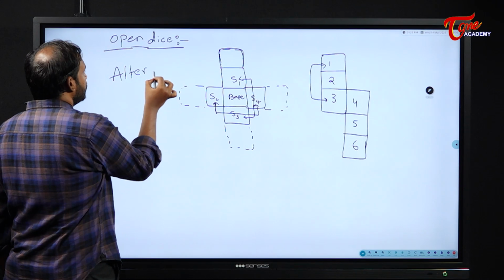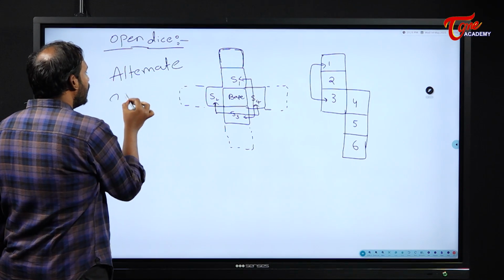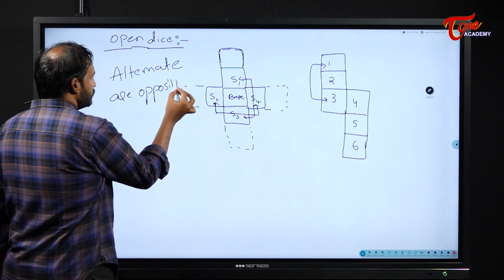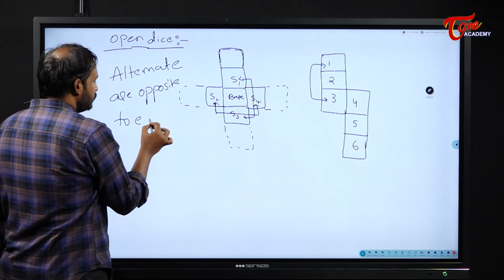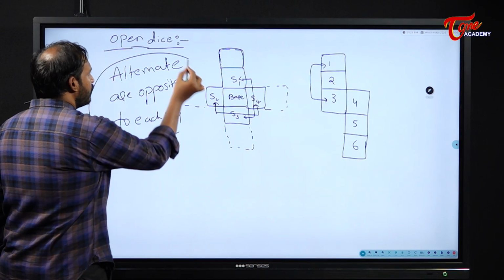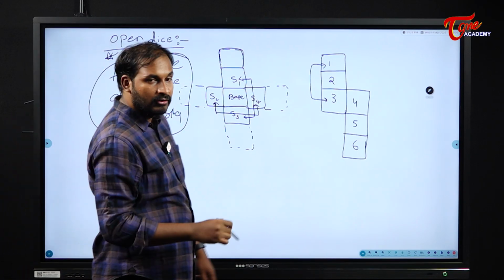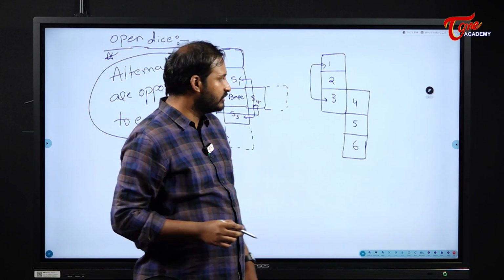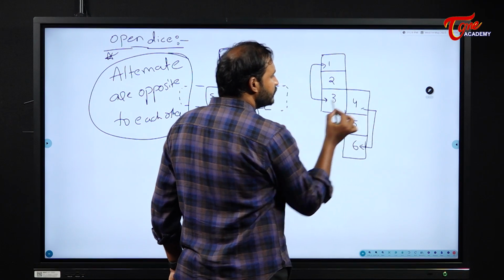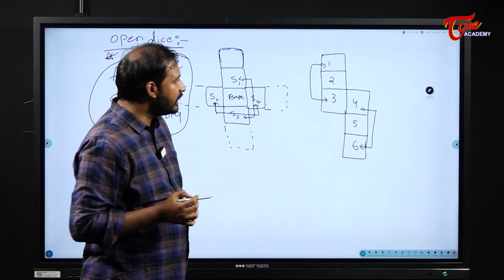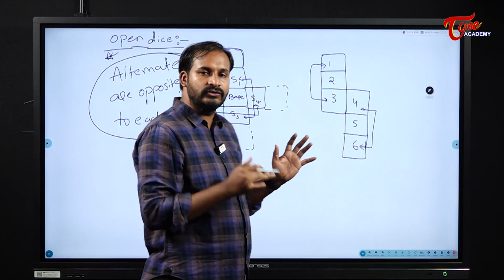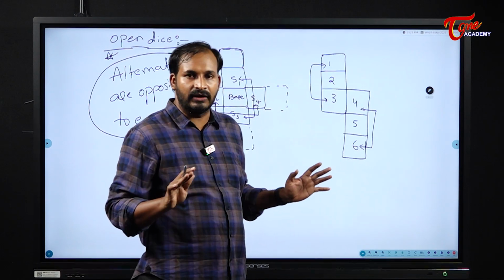Alternate faces are opposite to each other. This is the most important rule which we follow in the open dice. Okay, so 1 and 3 are opposite to each other. Next, similarly, 4 and 6 are opposite to each other. Next, the leftover two faces are 2 and 5. 2 and 5 will be opposite to each other by default, no problem.